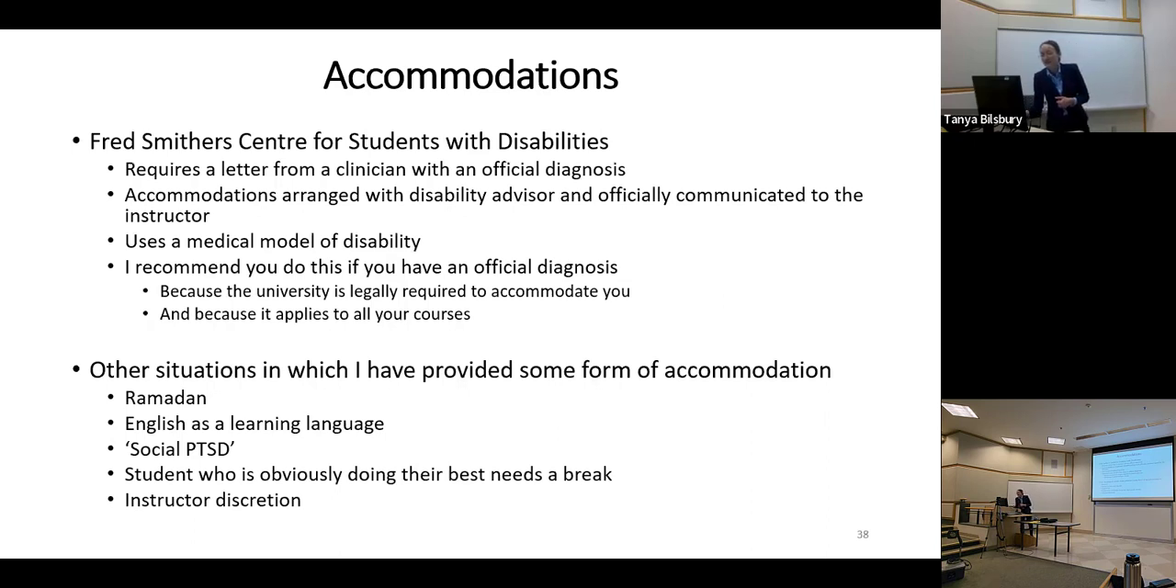Accommodations. So there's a center for students with disabilities, and later on in the course, we'll talk about disability, what that means. There are medical models and social models. The Fred Smithers Center uses a medical model. So you have to get an appointment with like a doctor or a psychologist who will give you a diagnosis. Then you get a letter and you take the letter to the disability advisor. Then they decide what the accommodations are, and then that is communicated to your instructor. If you have a medical condition, absolutely, you should be using that system, get your accommodations.